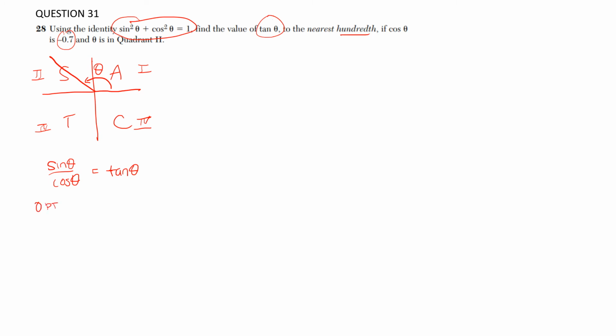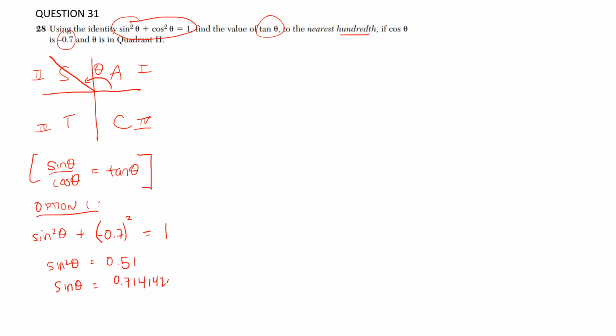So here's option 1. Option 1 is to solve for sine theta and then put it in the form we just mentioned. Sine squared theta, using the identity, plus cosine squared theta, that's negative 0.7 squared, which they gave us, equals 1. Sine squared theta, moving this over to this side, will equal 0.51. So sine theta is about, when we do the square root, 0.7141428, and a bunch of other decimals.